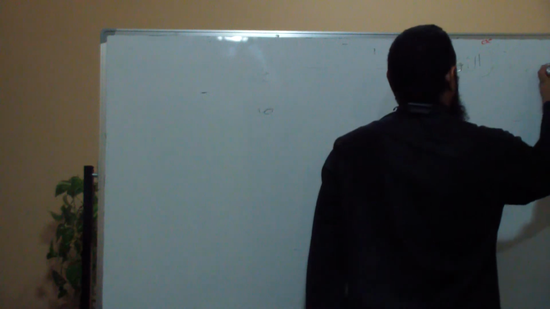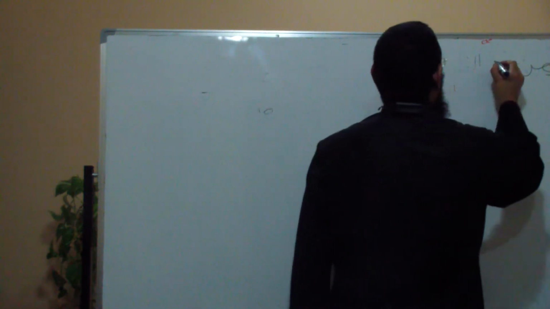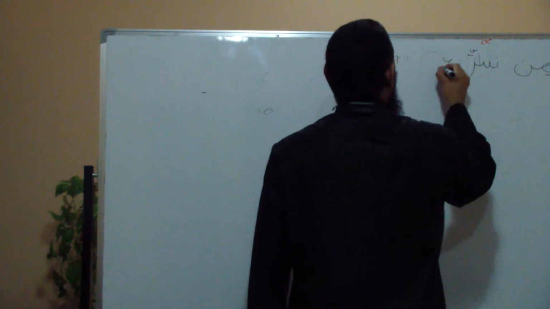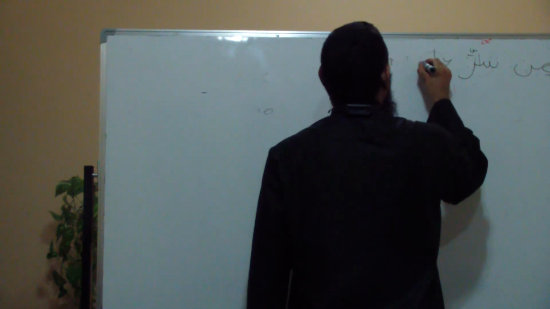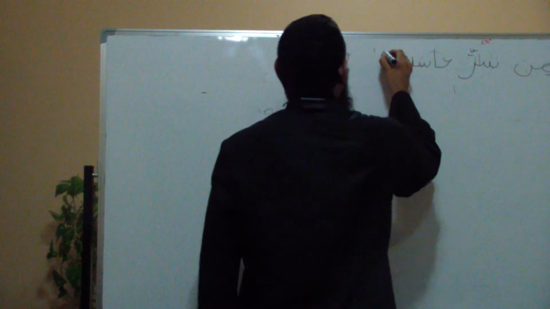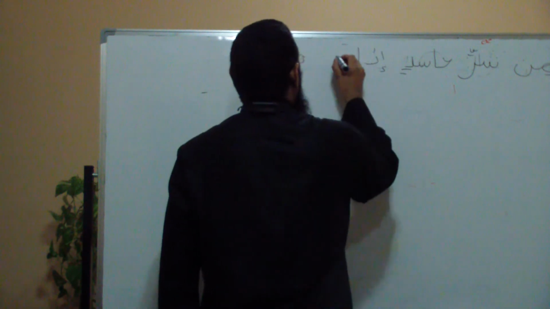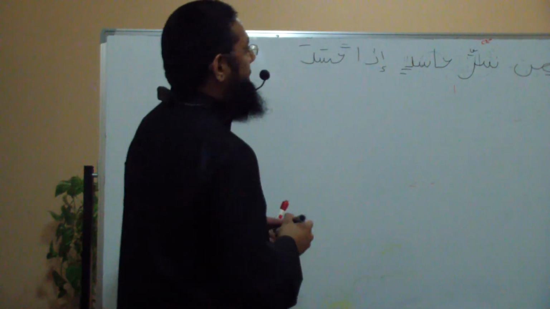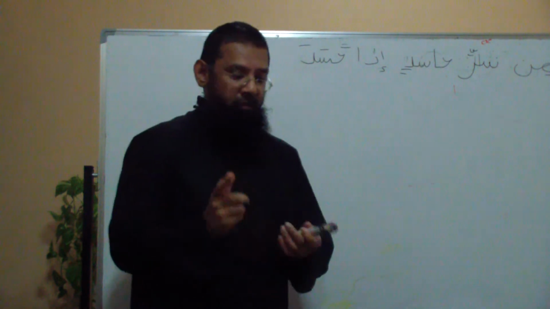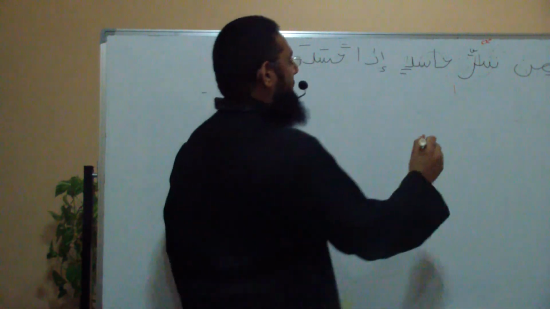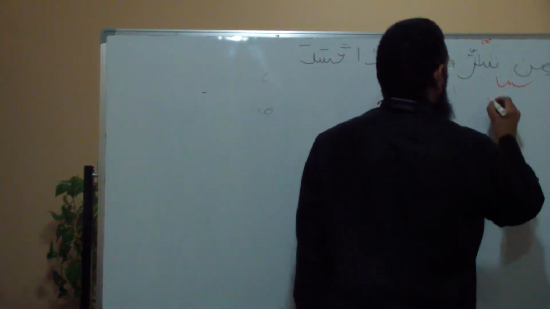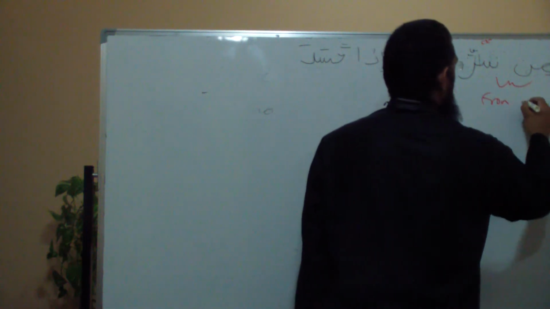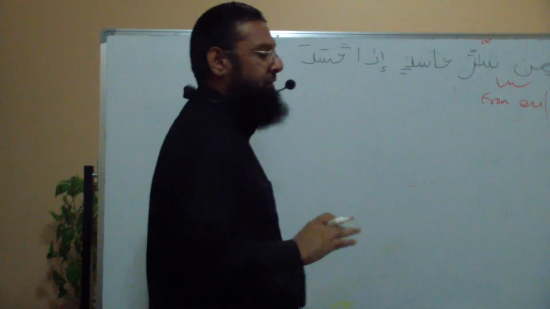So we go back again to min sharri hasidin idha hasad. So automatically we've learned some words. We know what min sharri is going to be, isn't it? From the evil. Because we've already broken it down, you already recognize min sharri, from the evil.